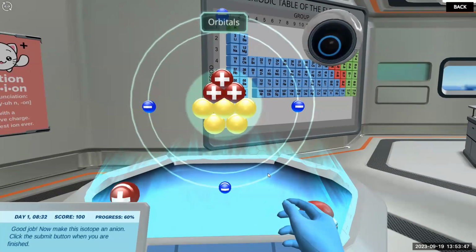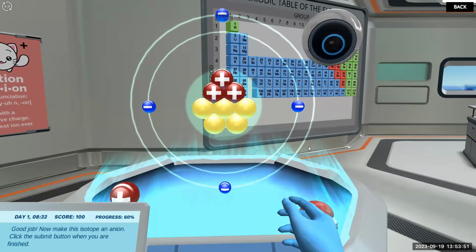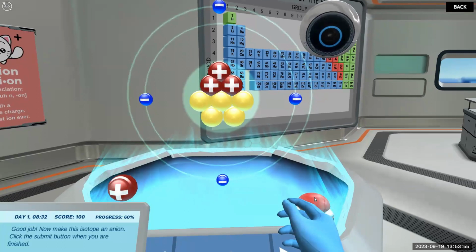So remember, an ion means negatively charged. Here we have more electrons than protons, so that means the overall charge will be negative.